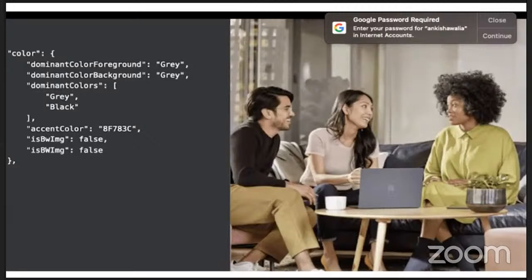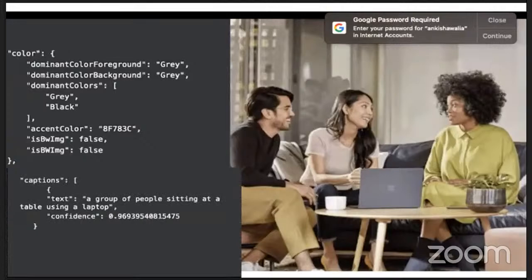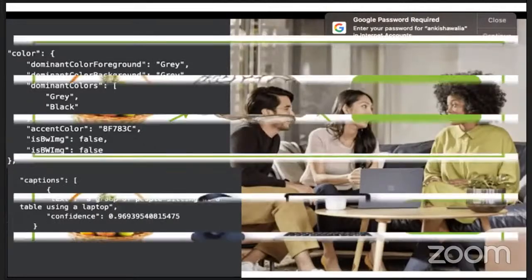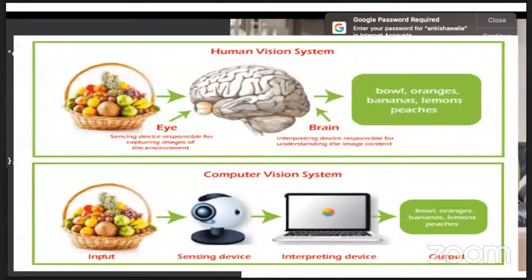See, students, whenever you're writing an algorithm or developing a solution, it is very important for you to understand the process, how does it work? How does human vision work? How does the brain interpret what it is? How does it recognize the visual images? So to a certain level, you can try to imitate that in the form of computer vision.